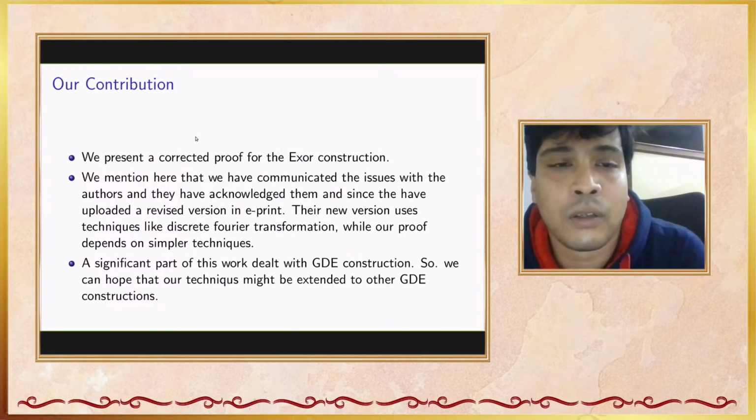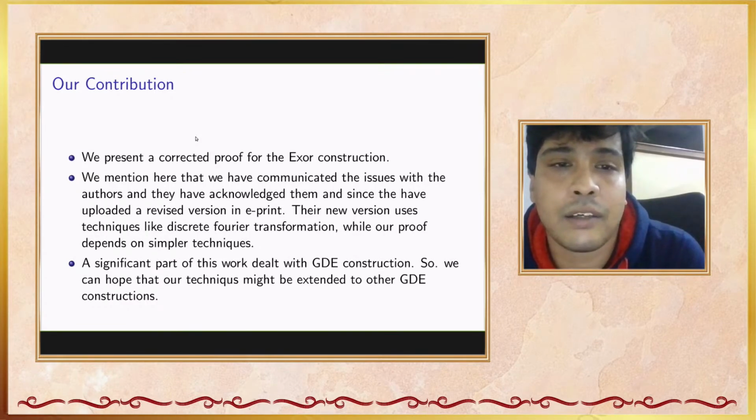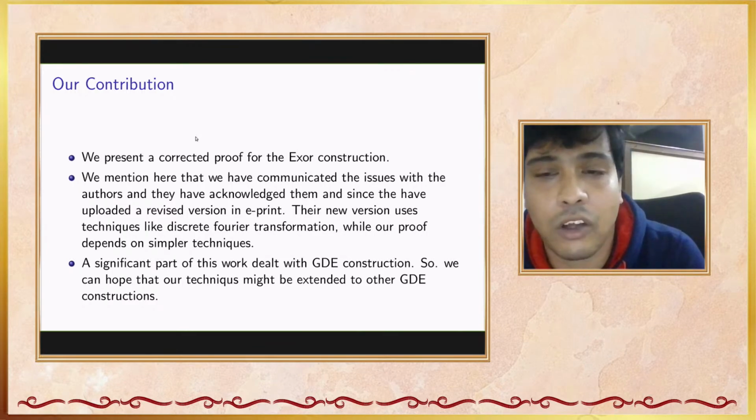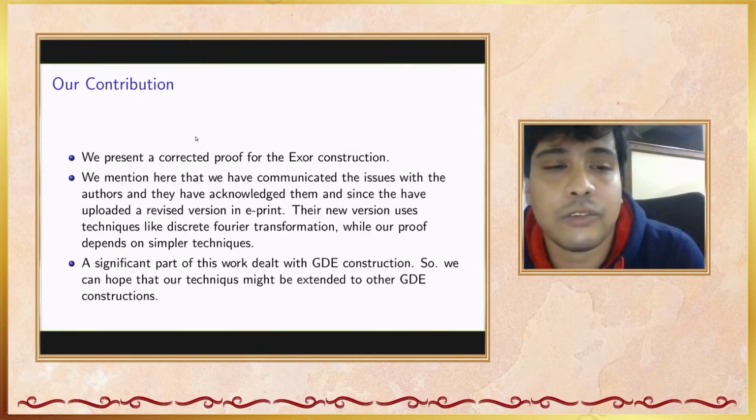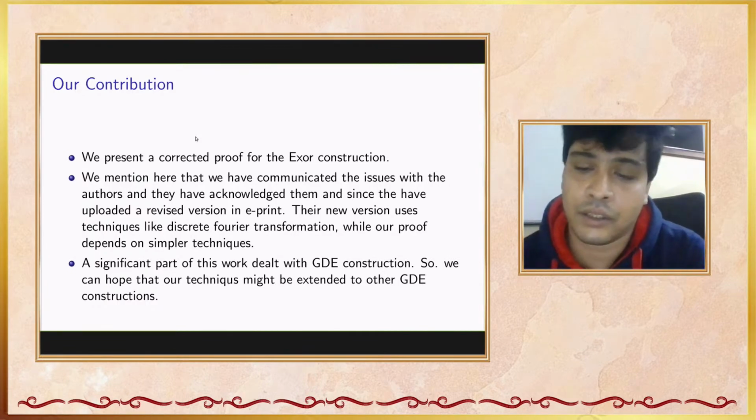After going through the proof, we tried to correct it and we have succeeded in that. We communicated the issues to the authors and they have acknowledged them. Since then, they have uploaded a revised version in ePrint. Their new version uses techniques like discrete Fourier transformation, while our proof depends on simpler techniques.